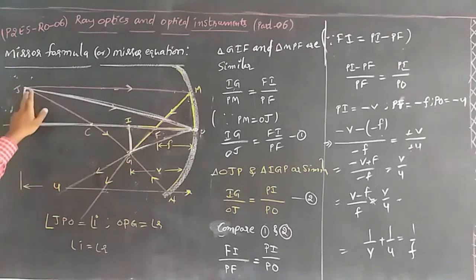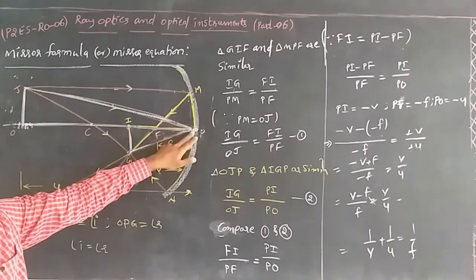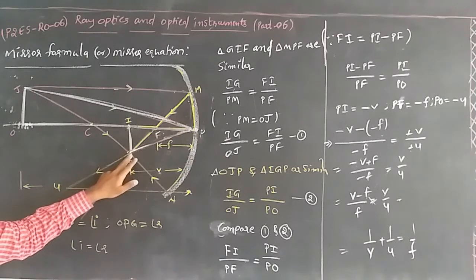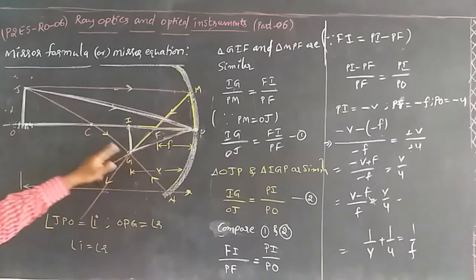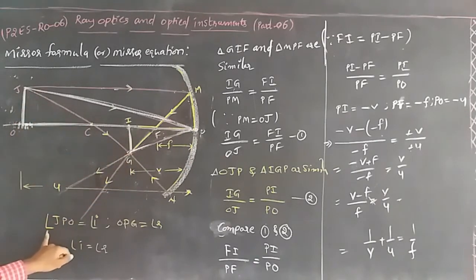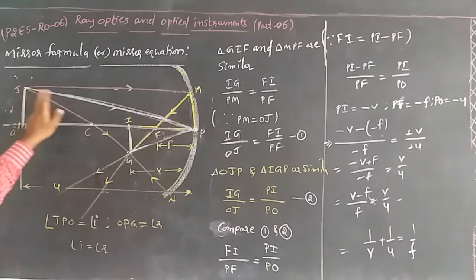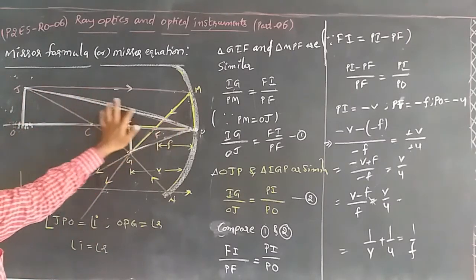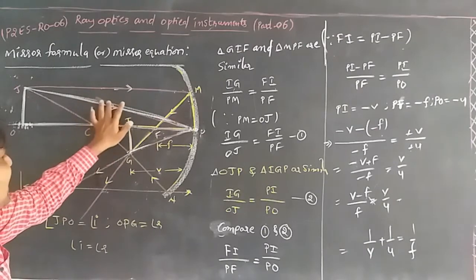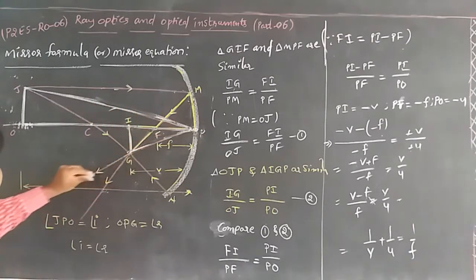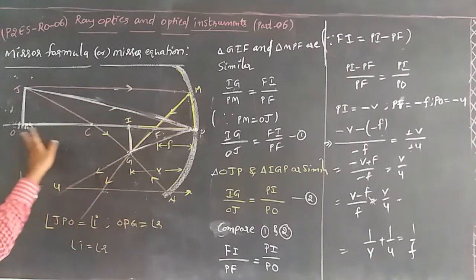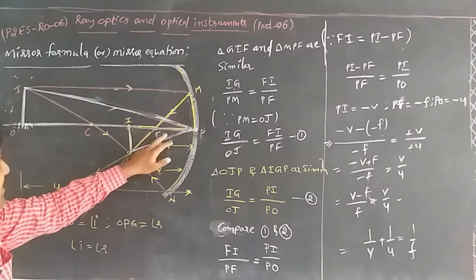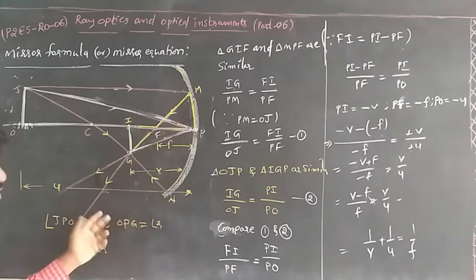Then another ray is passing to the pole and is reflected to point G. Then the angle JPO is equal to i, the incident angle JPO. This is the incident ray, so that's why this is the incident angle. Then the next one is angle OPG, which is the reflected angle. So both are the same.